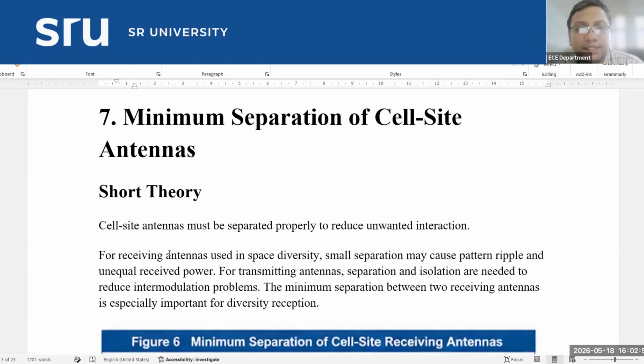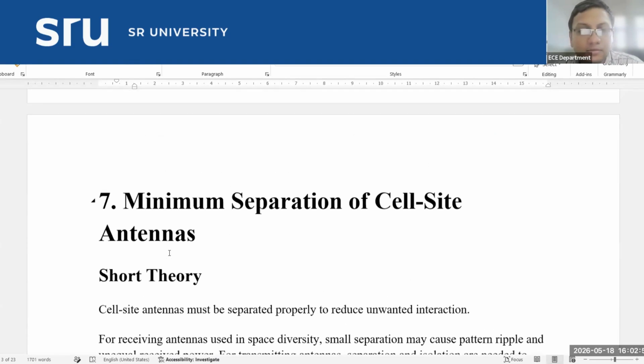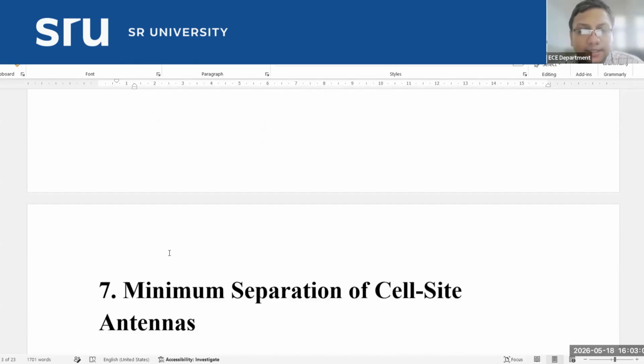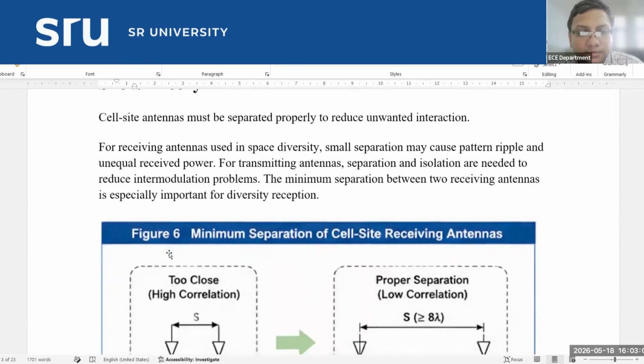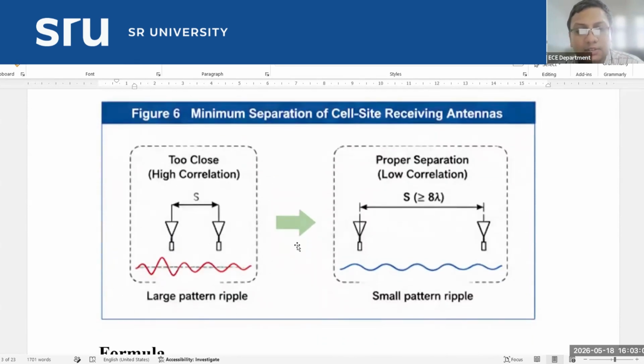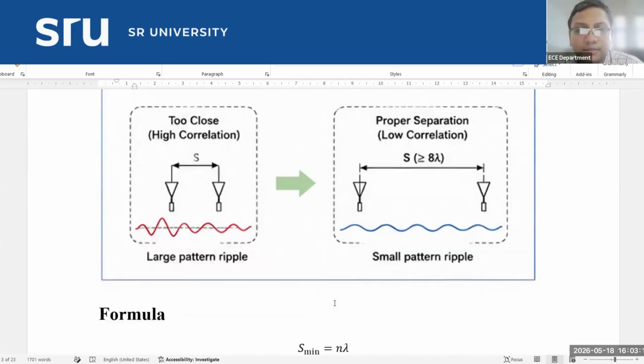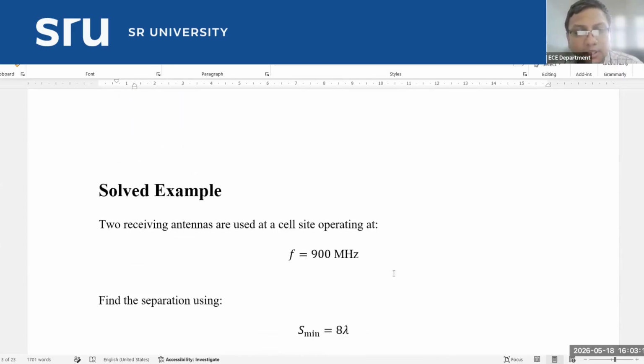Now the minimum separation of cell site antennas. This is also the same. That should be greater than 8 lambda. So already you know that.